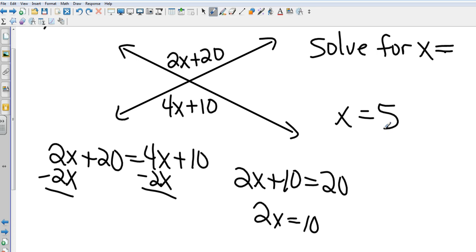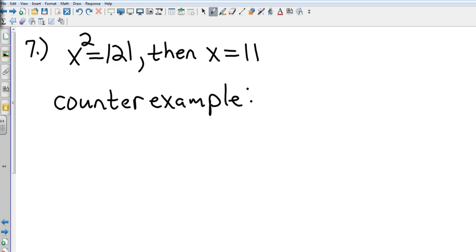So what are the actual angles? If I substitute 5 back in, what are the angles? Well, they should be the same, right? They should both be 30. So 2 times 5 is 10, plus 20 is 30. 4 times 5 is 20, plus 10 is 30. Okay, so the angles are 30. X is 5, angles are 30. Make sure you know what they're asking for.